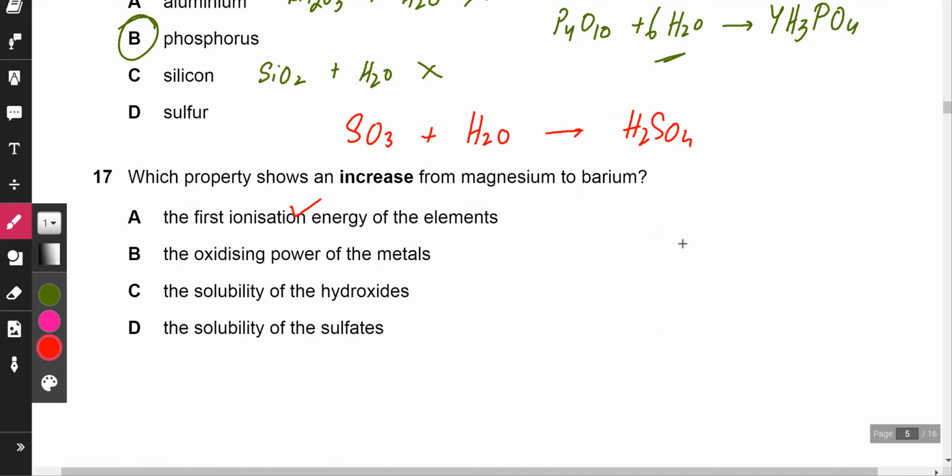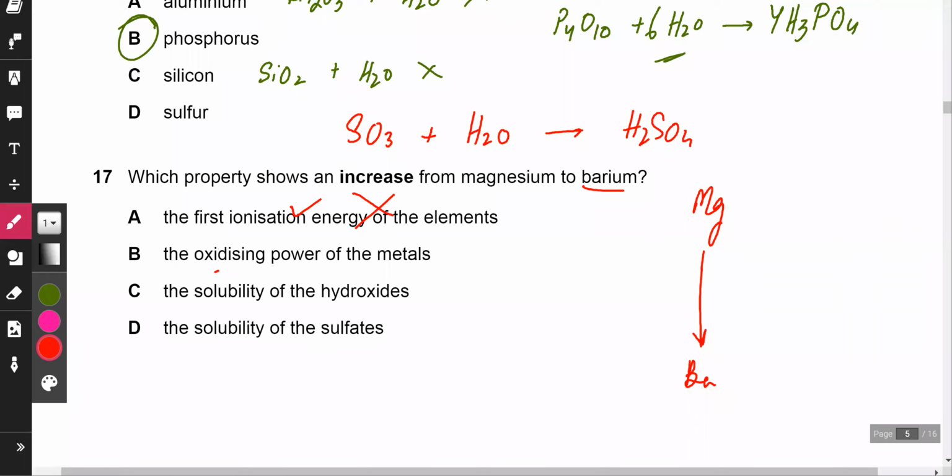Ionization energy. Magnesium is right at the top and barium is right at the bottom of the group. So ionization energy becomes easier; it reduces. It's a bigger atom, so it's easier to remove electrons. It's going to be more shielded, and the electron is going to be further away from the nucleus, which is why it becomes easier to remove electrons. So that is definitely wrong.